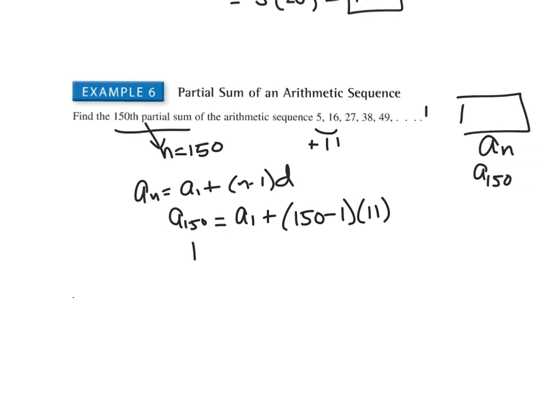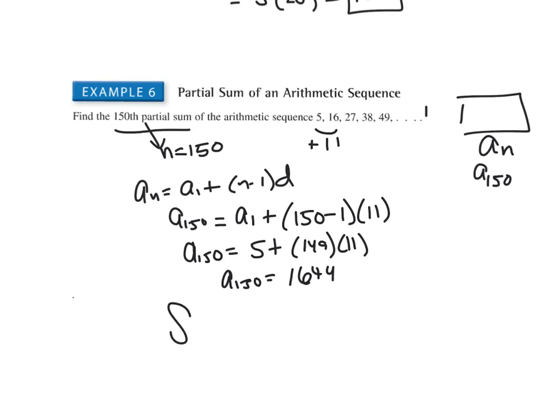So I have a150 equals a sub 1, which is 5, plus 149 times 11. And then you can plug that whole thing into your calculator if you want to. But your 150th term is going to be 1,644. Okay, so what you can do from there is now plug that into your sum formula.